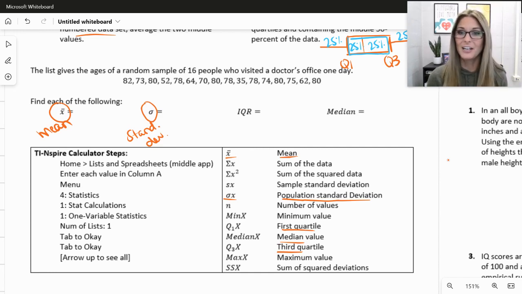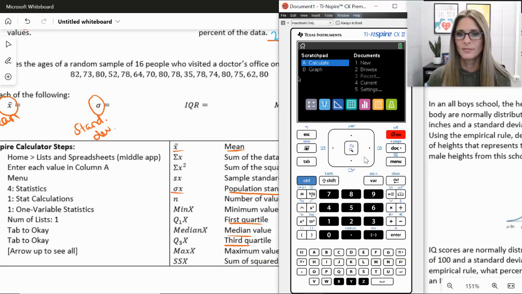So let's grab our calculator and let's load this example into our calculator and get these statistical values. All right, from the home screen of our Nspire, we are going to use a list in spreadsheets.